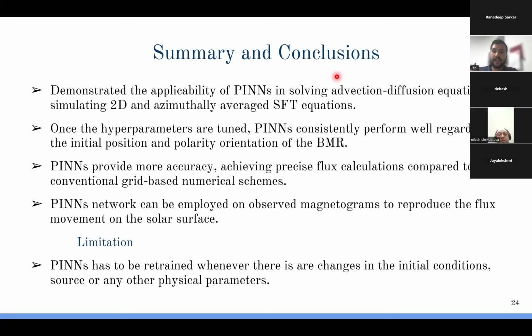But we expect that if we can find a way to circumvent the retraining, then it could become computationally much better compared to any numerical runs. So that's what we are working on.